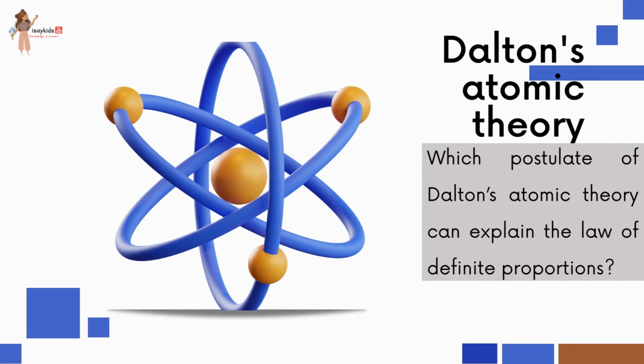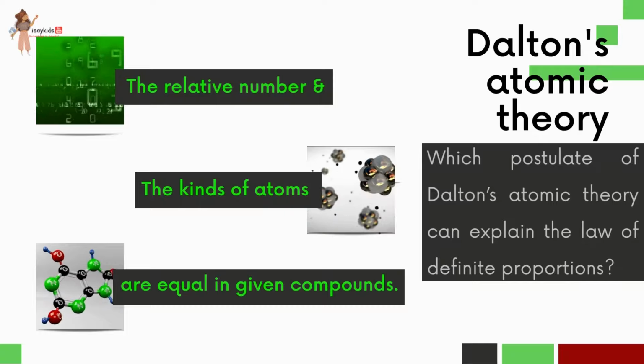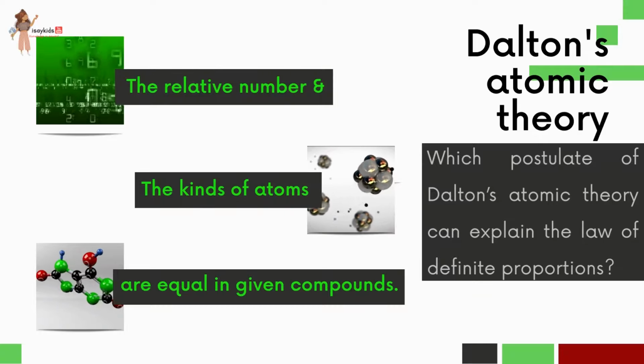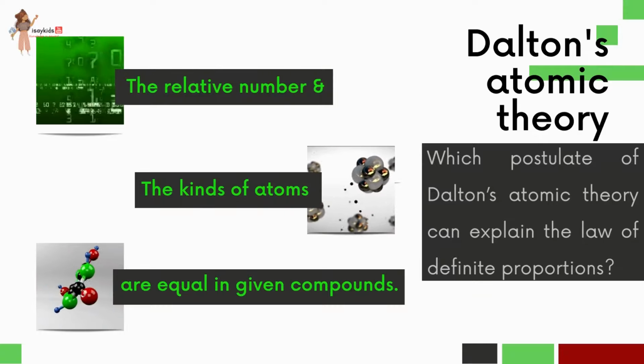Okay, now try to answer this. Which postulate of Dalton's atomic theory can explain the law of definite proportions? The relative number and kinds of atoms are equal in given compounds.